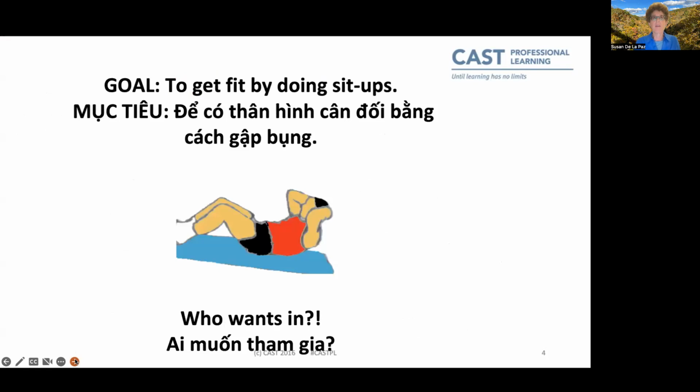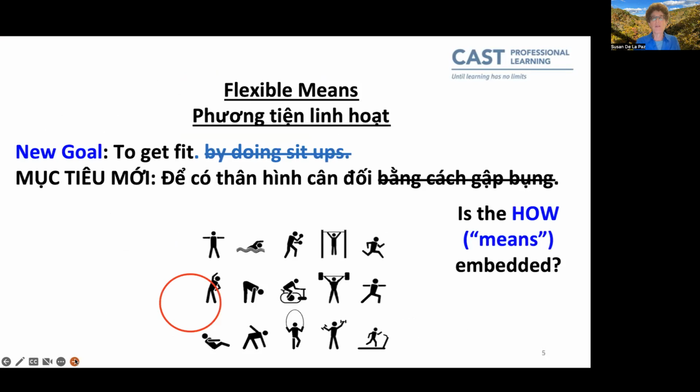Okay, let's say the goal is to get fit by doing sit-ups. Who wants in? Who wants to do that? Well, if I say you have to get fit by doing sit-ups, not everyone wants to do that. So how you get fit matters. We want to have the goal of getting fit, and we don't care whether you do it one way or another. So on my screen, I have pictures of different sports. We can get fit in different ways. We can also get fit through dance and other things.